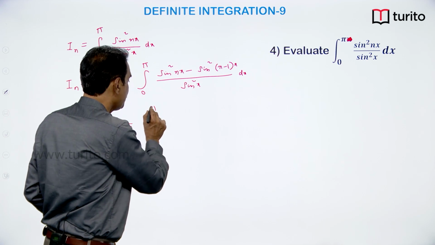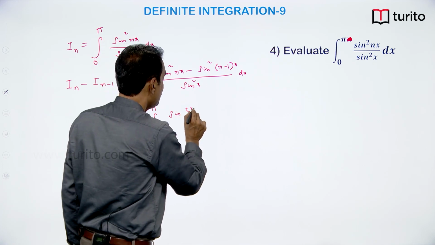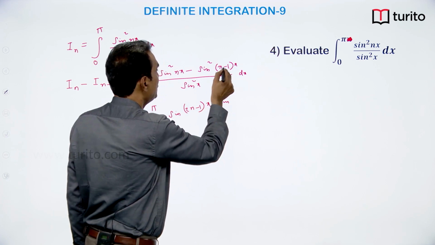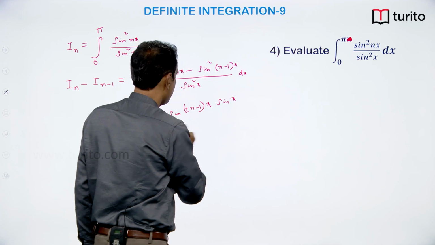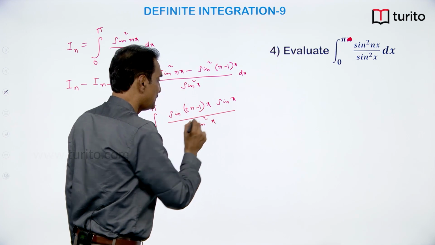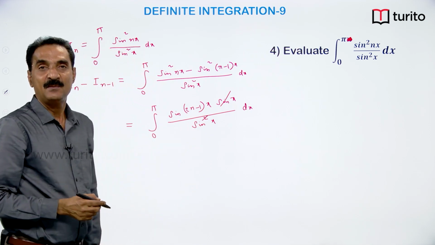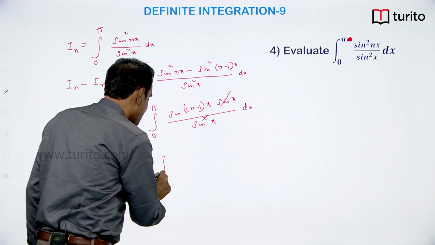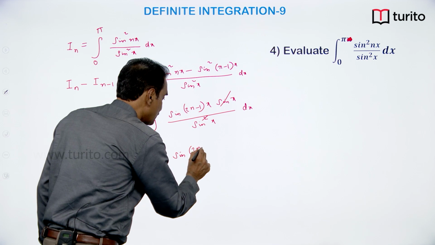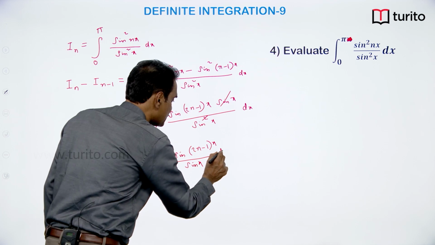Integral 0 to pi of sin of (a plus b means) (2n minus 1) into x, into sin of (a minus b means) x, by sin square x dx. Now, sin x cancels, remaining is integral 0 to pi of sin of (2n minus 1) x by sin x dx.